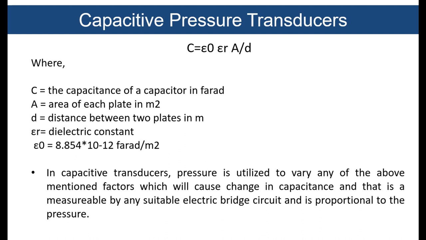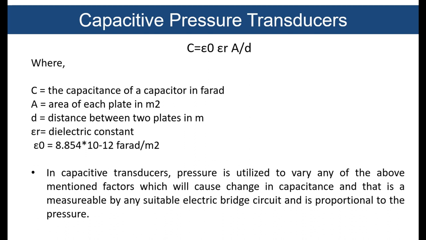The usual equation for measuring the capacitance is C equals epsilon naught multiplied by epsilon R multiplied by A, whole divided by D, where C is the capacitance of the capacitor in farad, A is the area of each plate in meter square, D is the distance between the two plates in meter, epsilon R is the dielectric constant, and epsilon naught has a value of 8.854 into 10 to the power minus 12 farad per meter.